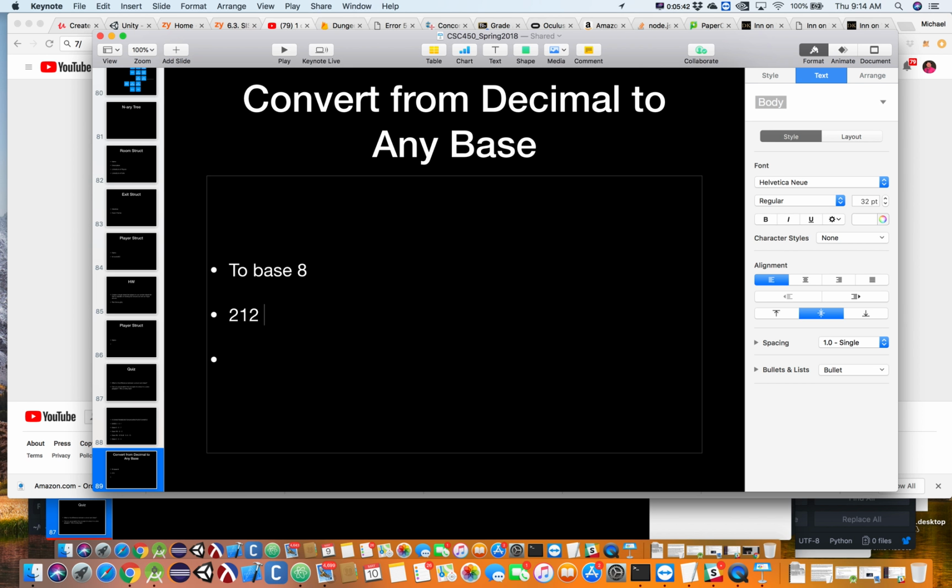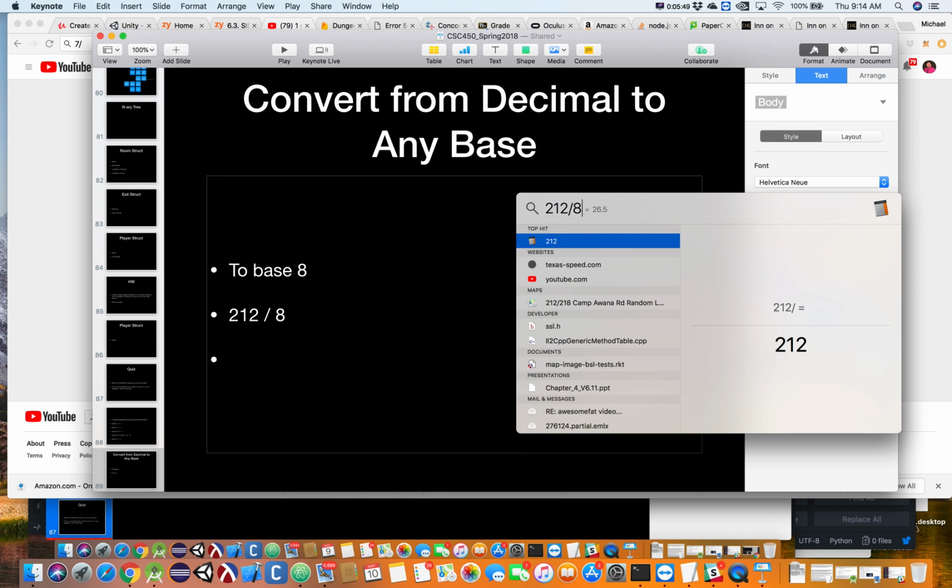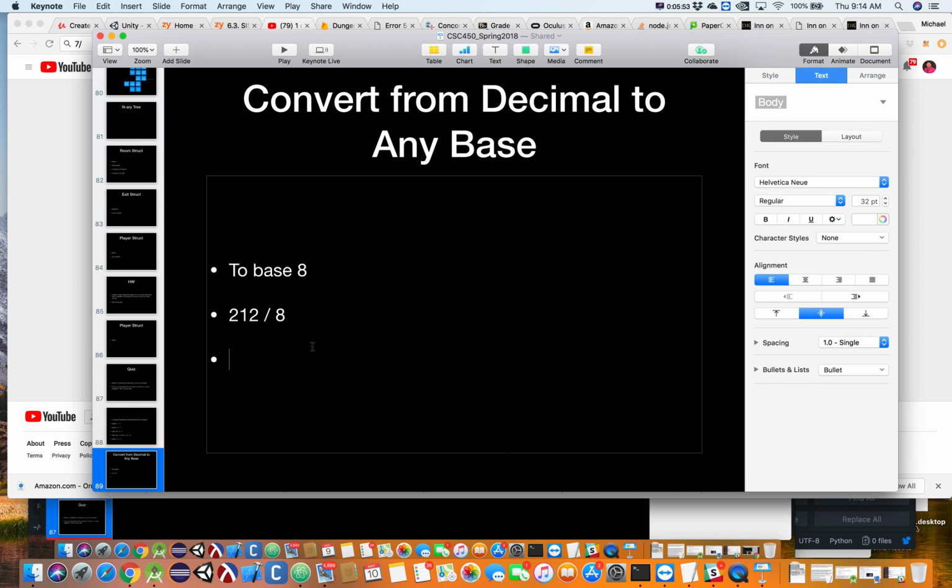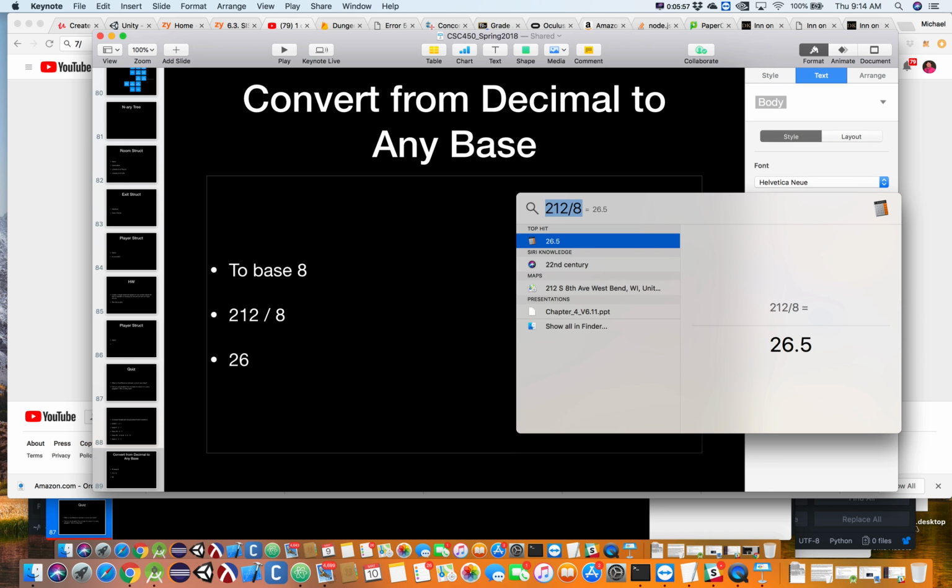All right, so what do I do first? Divide by 8. Okay, and I'll help you out with a calculator here. So that gives me 26.5. So what do I write where? You put 26 on the next line down, and then you multiply 26 times 8.